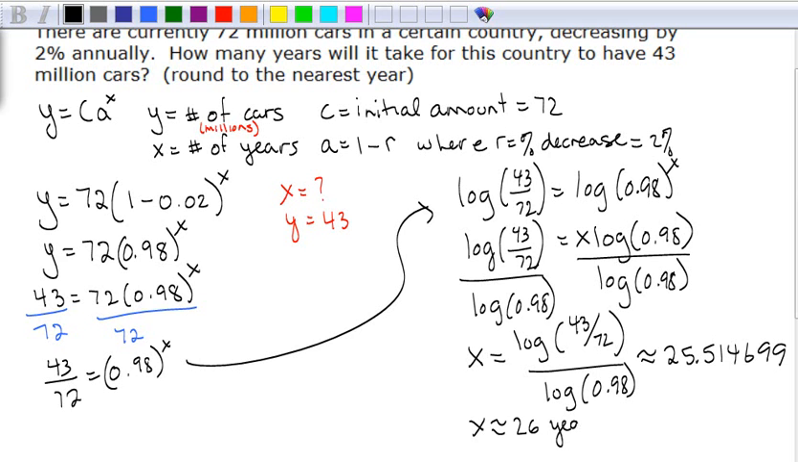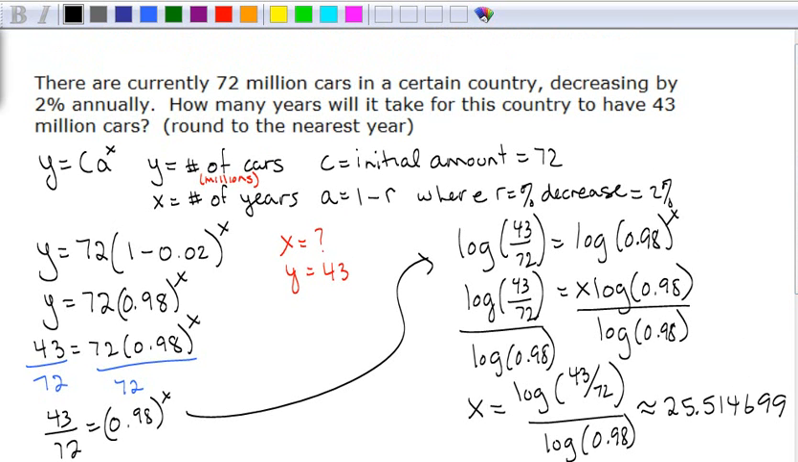And that's how you solve this exponential percent decrease. If you had a percent increase, the only thing that would be different is this would be a plus instead of a minus. Hope that helps.